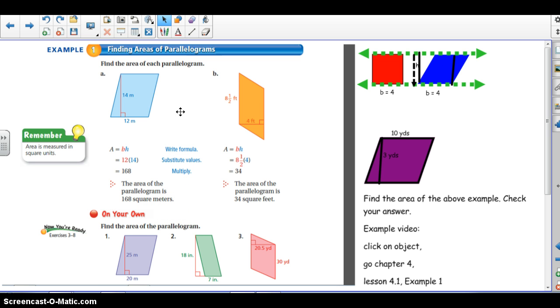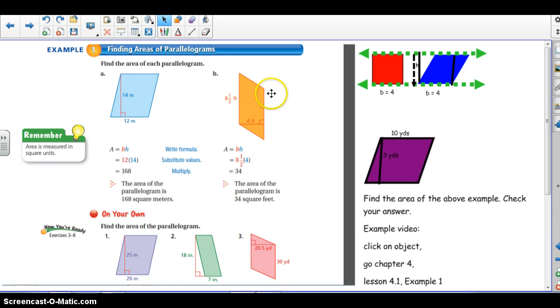Remember, 168 has that 2 by it for square, that little tiny 2. Think of it this way. In area, right here, we are measuring a two-dimensional object. So you can remember a smaller case 2 because it's a two-dimensional object.